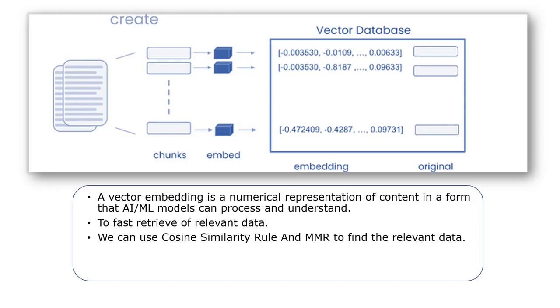And the second reason is fast retrieval of relevant data. Suppose if we have used character data, then to find relevant data, we have to use some string search algorithm, and it will be very slow in comparison to finding the relevant data using cosine similarity and MMR. MMR is maximal marginal relevance. And the third reason is that we can definitely use cosine similarity and maximal marginal relevance to find the relevant data if we are using a vector database.